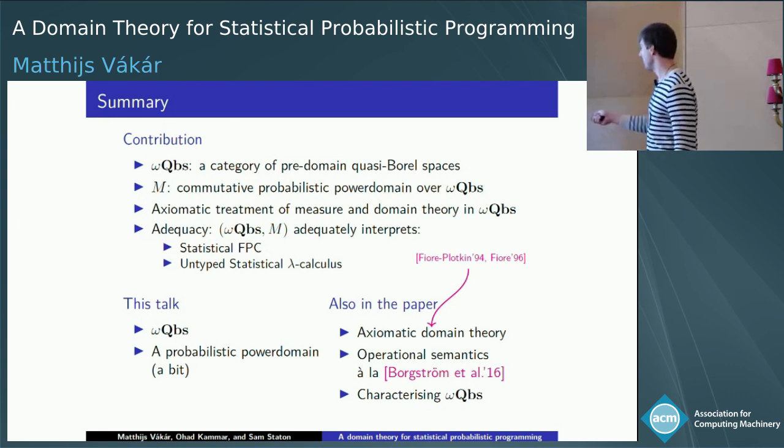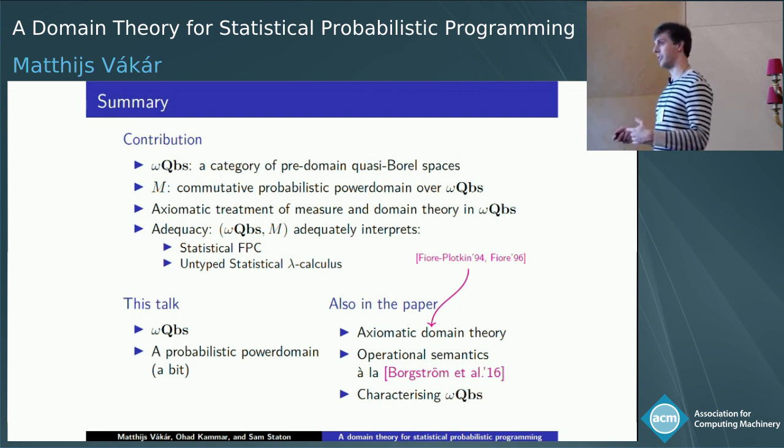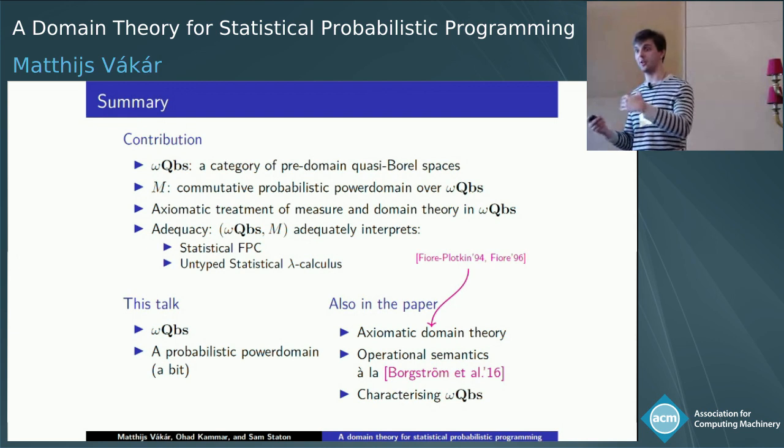And if you go look at the paper, you can find all kinds of details about how we do the axiomatic domain theory. We give an operational semantics similar to the great Bergström paper. And we give 4 different ways of characterizing this category, which gives some sort of canonicity of this construction.